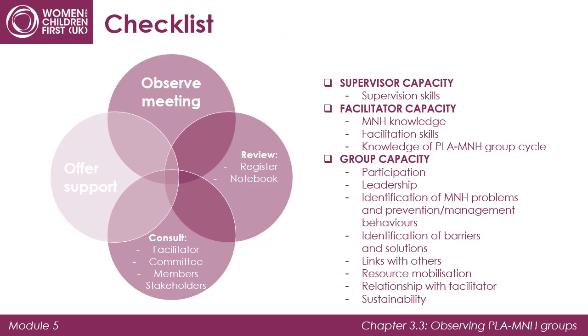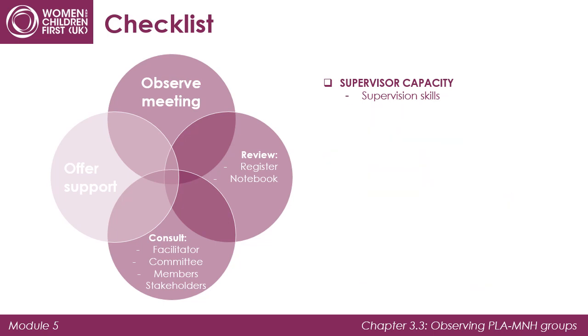Observations in each of these areas can be guided by a simple checklist. The checklist covers the capacities of the supervisor, facilitator, and the group, all of which are critical to the success of PLA-MNH group programs. Let's go through it together one by one. Looking first at the capacities of the supervisors, during observation visits, PLA-MNH group managers should assess the supervision skills of PLA-MNH group supervisors.